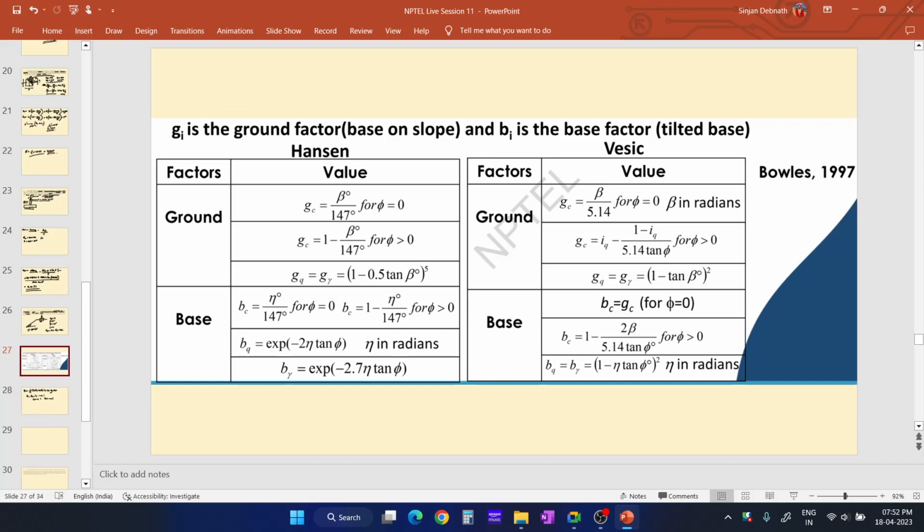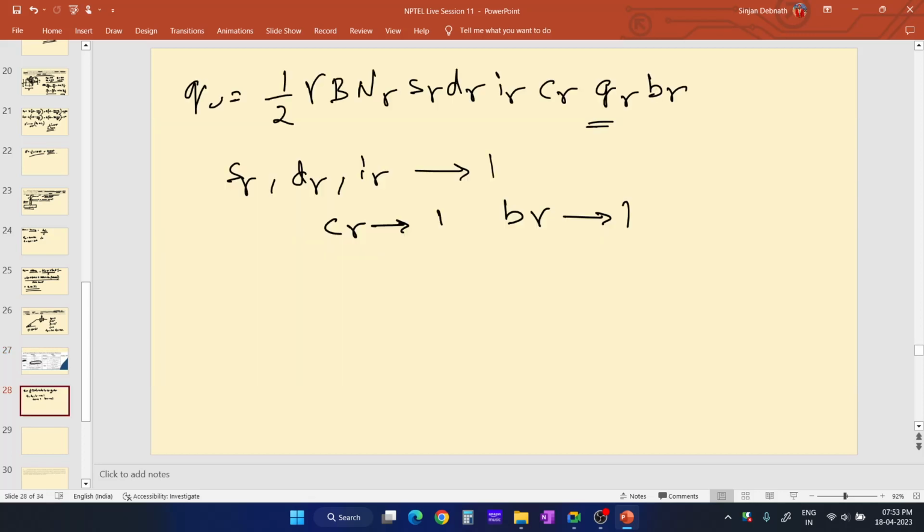So G_gamma for ground. Since this is a slope and the base is not tilted, we need to use this one only. Because the base is horizontal and only the ground is tilted, it is a sloping ground, so we need to use this for G_gamma, the sloping factor.